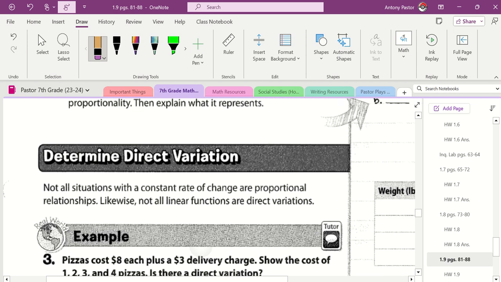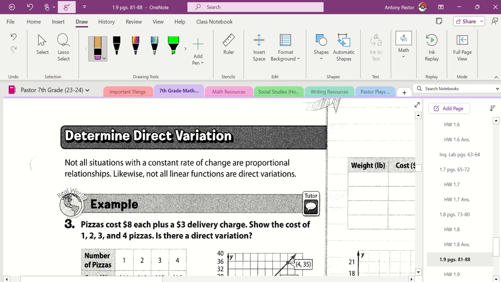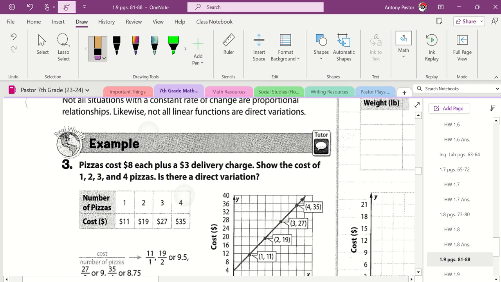We'll do this one. Determine direct variation. Not all situations with a constant rate of change are proportional relationships. Likewise, not all linear functions are direct variations. So you're going to end up with these kind of extra charges. So for example, pizza costs $8 plus a $3 delivery charge. It doesn't matter how many pizzas you order, you have to pay $3 for delivery.